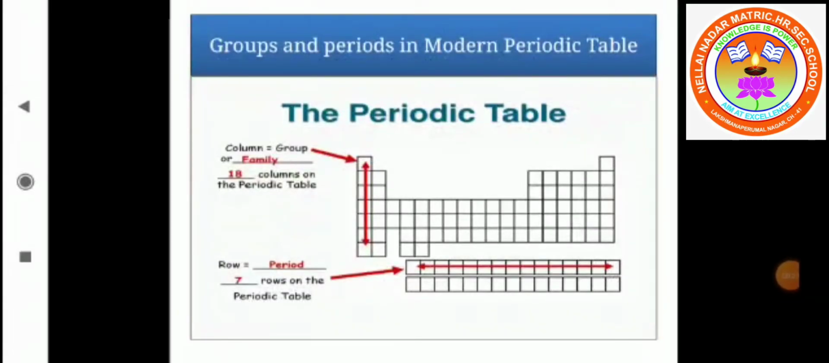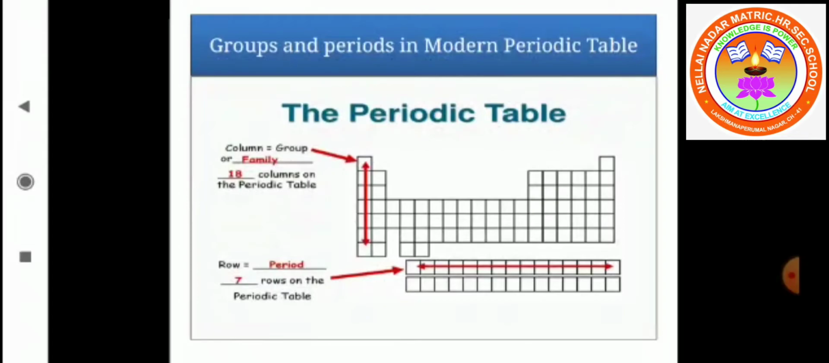Good morning, children. In today's class, we are going to learn the topic Features of Periods in the Modern Periodic Table. Before we enter into today's topic, we have to be thorough with what are groups and what are periods in the modern periodic table. Okay, children.